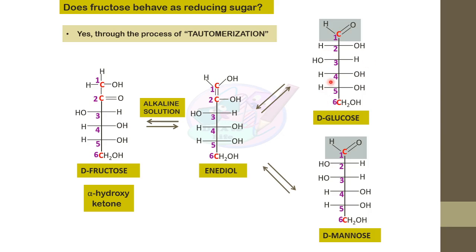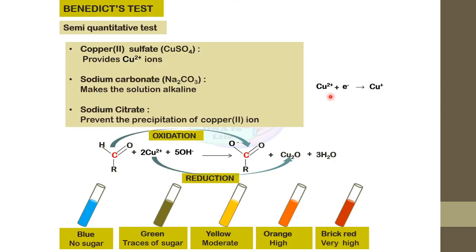So now this aldehyde can act as a reducing sugar in alkaline solution. Basically, fructose is not directly giving a positive result to this test, but it actually undergoes the process of tautomerization and gets converted to glucose and mannose. And since they have this aldehyde group, which acts as a reducing agent, we can detect fructose through this test.